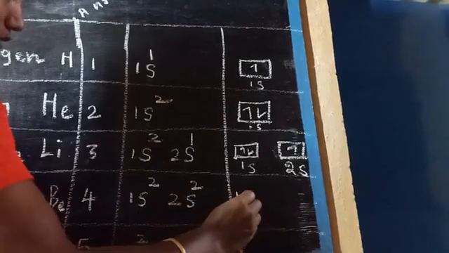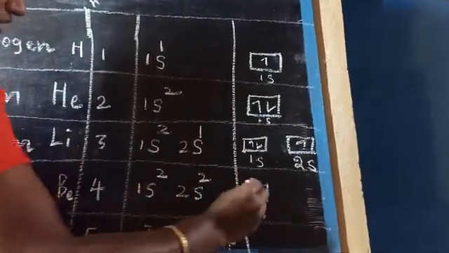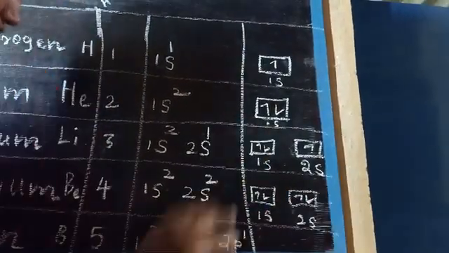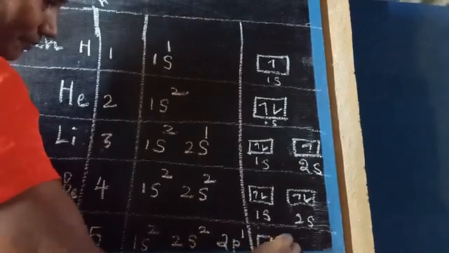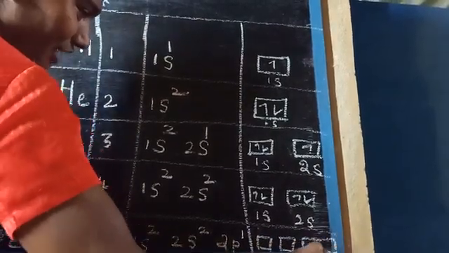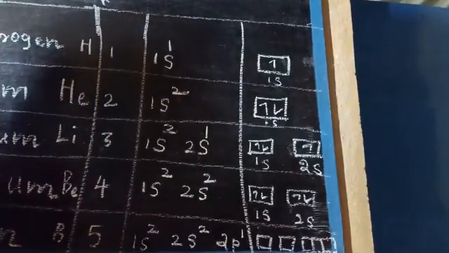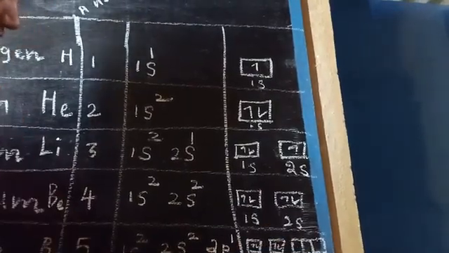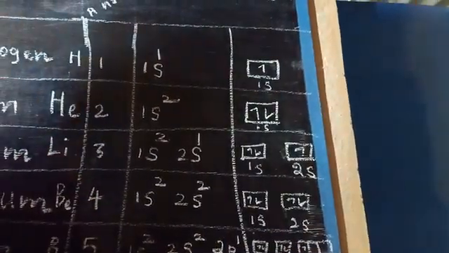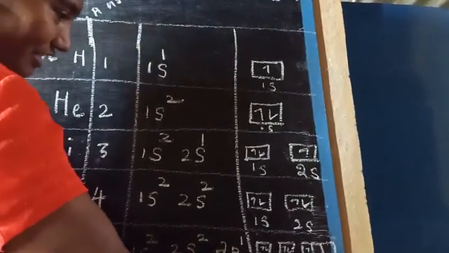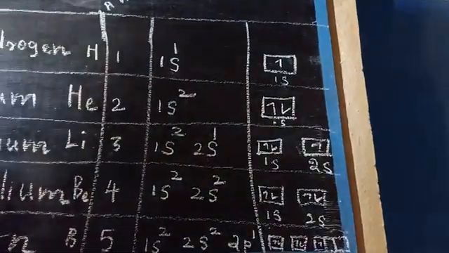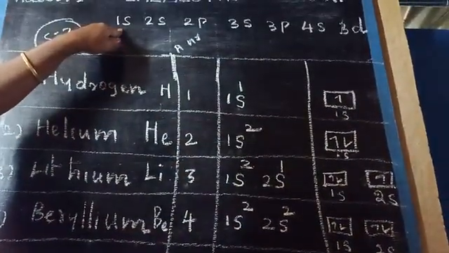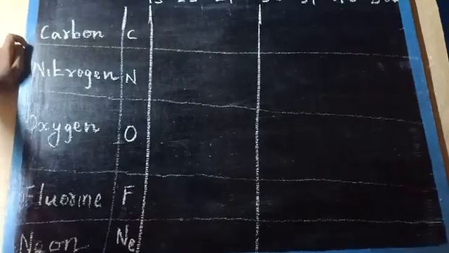So next one, here 1s, number of electrons 2, so 1 2. Next 2s, number of electrons 2. Next one 1s, 2s and 2p. 2p, how many orientations? 3 orientations. Here 1s, how many electrons? 2 electrons. 2s, how many electrons? 2 electrons. 2p, how many electrons? 1 electron. Are you clear, children? If you write 1s, 2s, 2p, follow the Aufbau principle to fill the electrons. Now carbon.